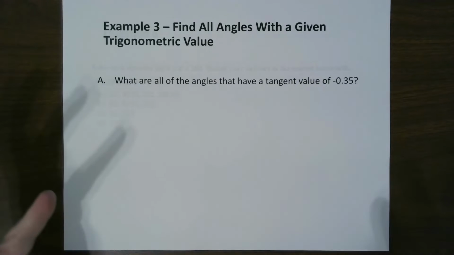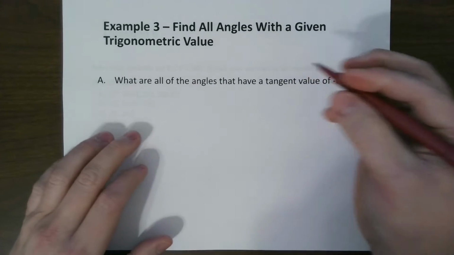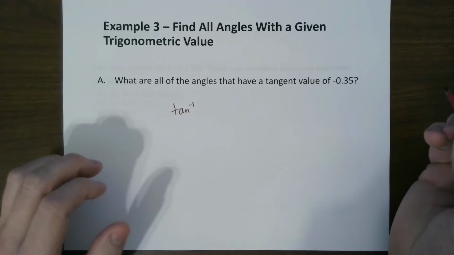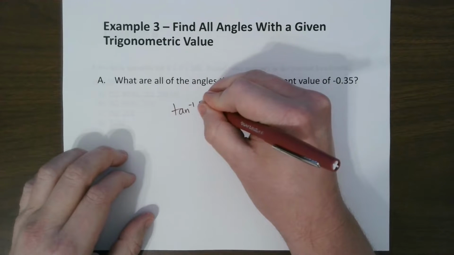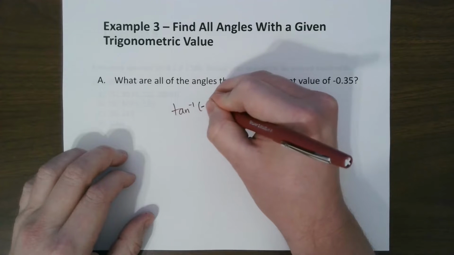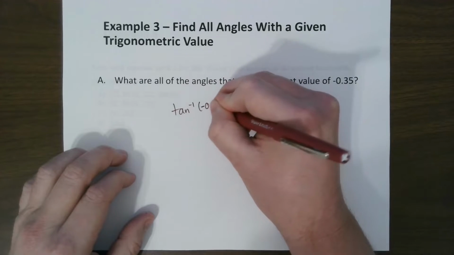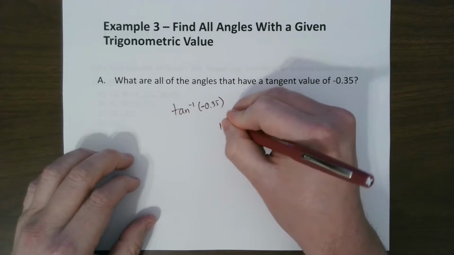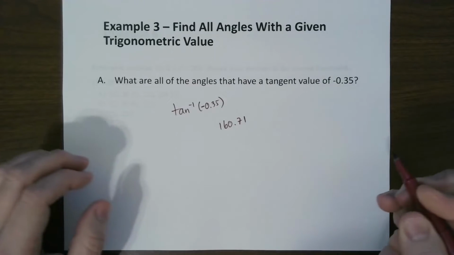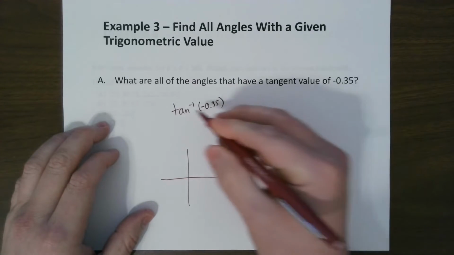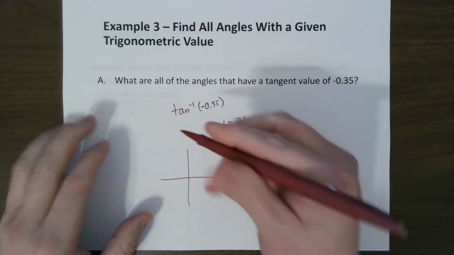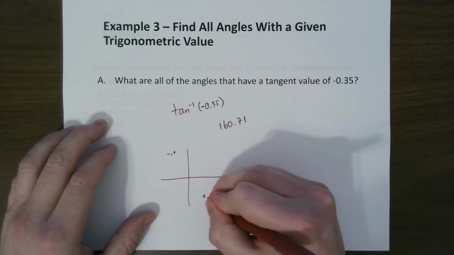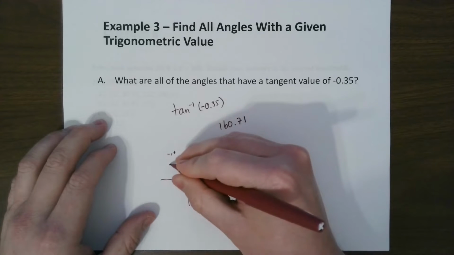So let's do the same thing, but now with tangent. Now tangent is a different one. So we do the inverse tan of negative 0.35. If you type that in a calculator, it will give you 160.71, which is true because tangent is negative whenever they're opposites. So this is negative positive here, so that's when tan is negative, and positive negative here. So 160 is in here.